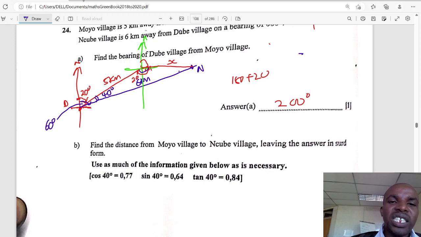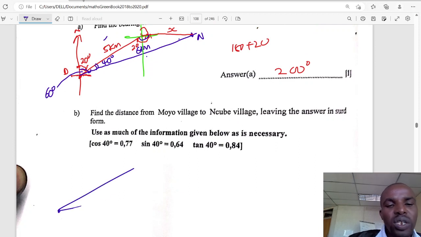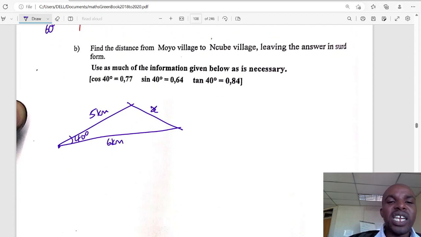Then the angle on this side, on Moyo, we have 20, and we have another angle on this side. We can still calculate it. You can say this angle is 40 degrees, and the side here is 6 kilometers, and the other one is 5 kilometers. So we can just use cosine. We have a shape like this one. We have x here, and 5 kilometers here, and 6 kilometers here, and 40 degrees here. So you can use cosine to find x, right? So let's use cosine rule.